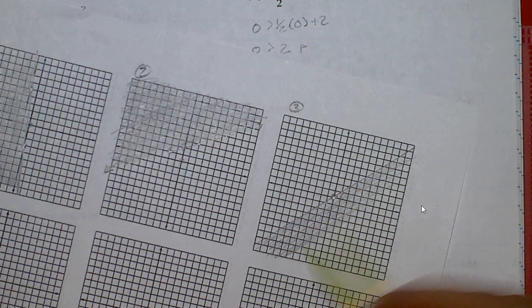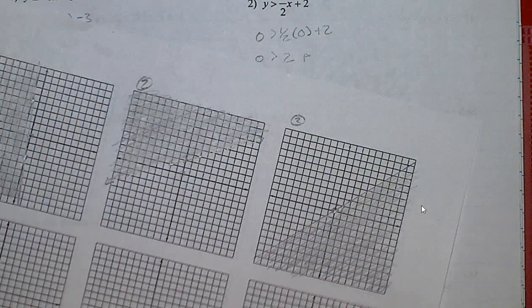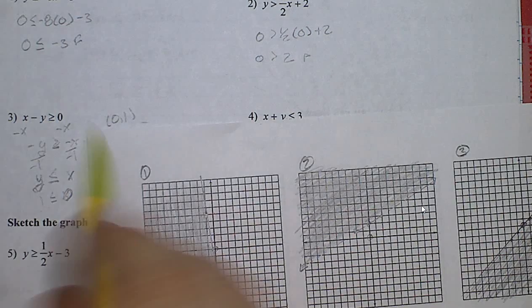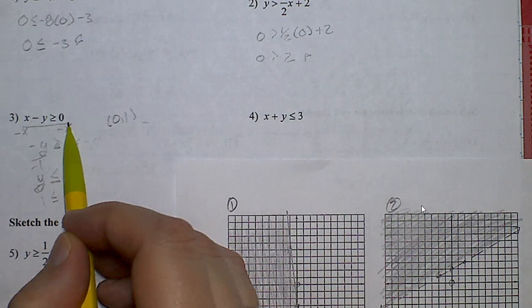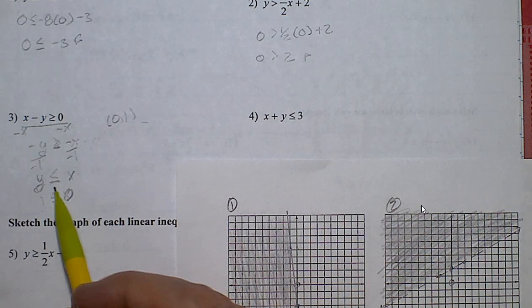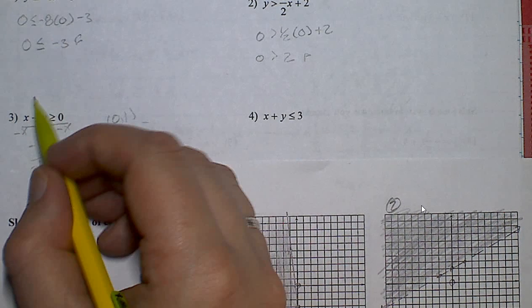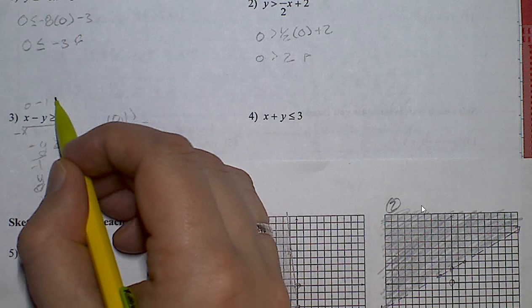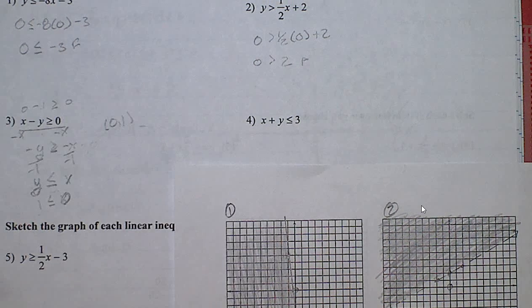Now, I could have also tested the equation I started with instead of the one that I got. If you're afraid that you made a mistake with the inequality, you could jump up here and use this equation instead. If you did 0 minus 1 greater than or equal to 0, so negative 1 greater than 0, which is false. Then that would mean you would shade below.